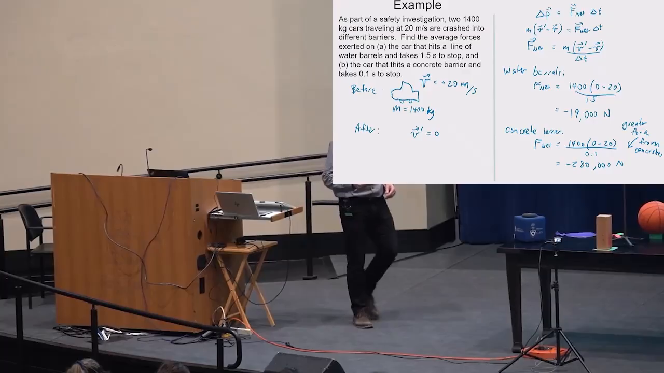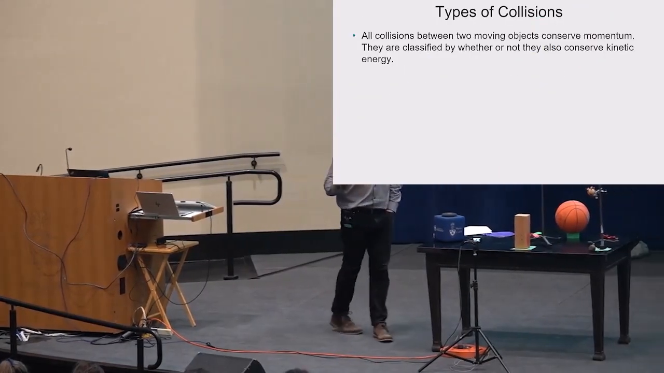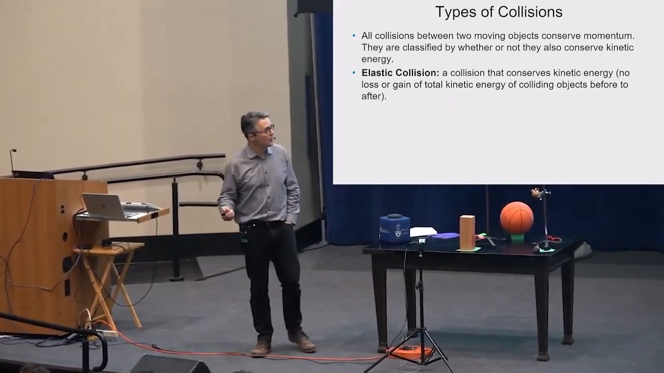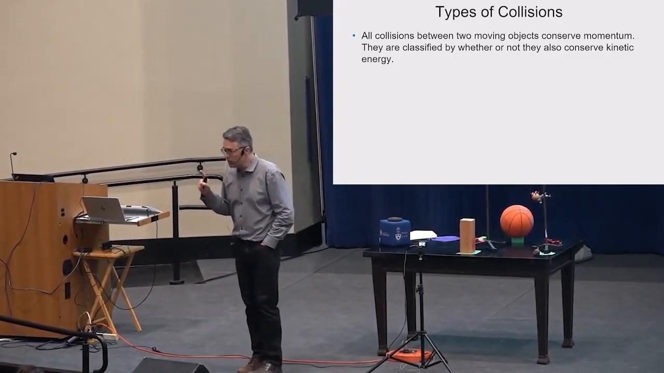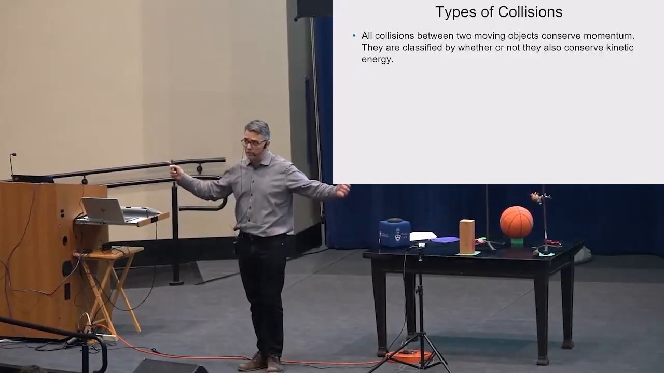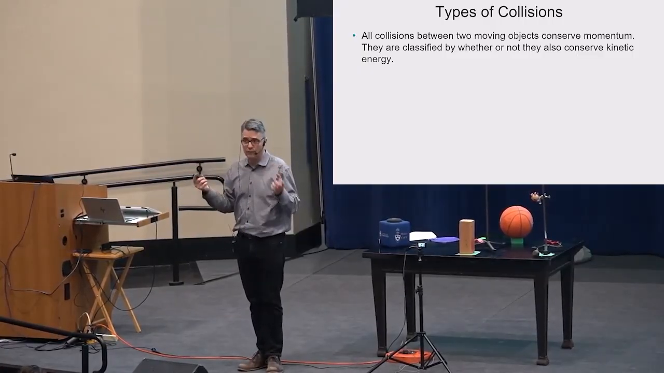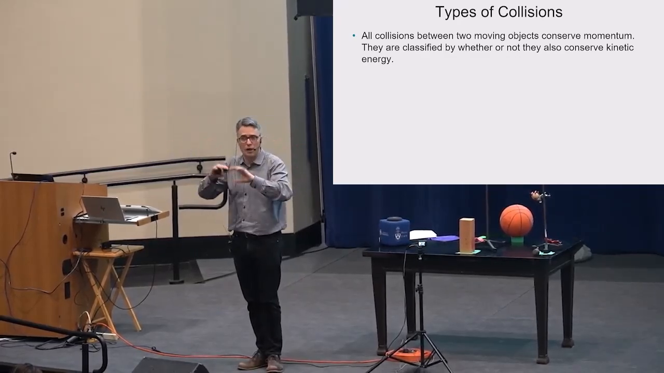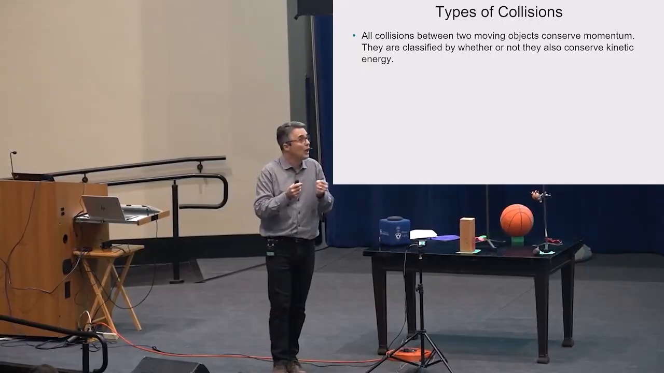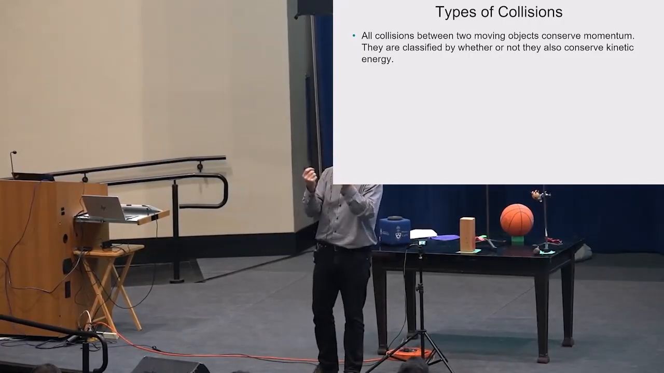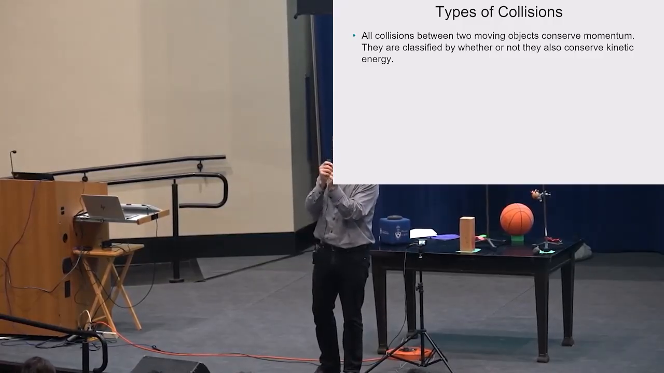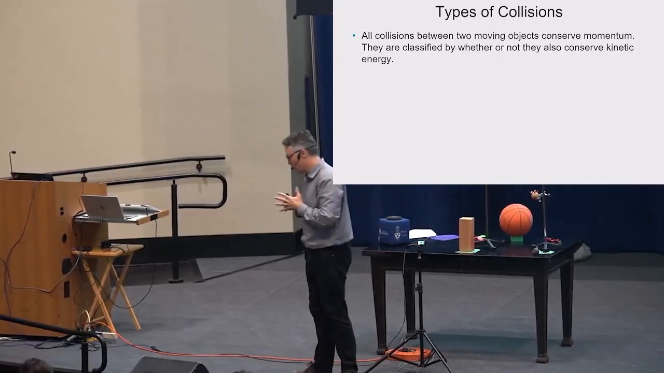So now I want to talk about collisions. We talked a little bit about elastic and inelastic last time. But what I want to focus on first is this statement on the top, which is that any collision between two moving objects will conserve momentum, assuming that the external forces on those objects are negligible or a lot less than the internal forces between those two objects. Also, collisions happen over such a very short amount of time that any external impulse is always very small.